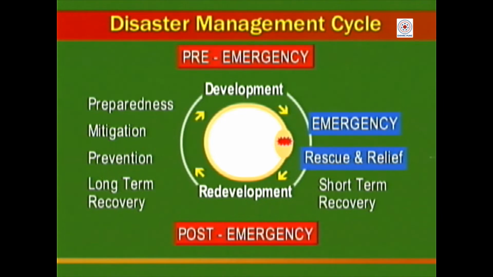Just have a look at the disaster management cycle: what we take up pre-emergency or pre-disaster, what we do during a disaster, and what we do post-disaster. In the pre-disaster phase, preparedness, mitigation and prevention are the three basic components, and the activities are taken up within preparedness, prevention and mitigation.